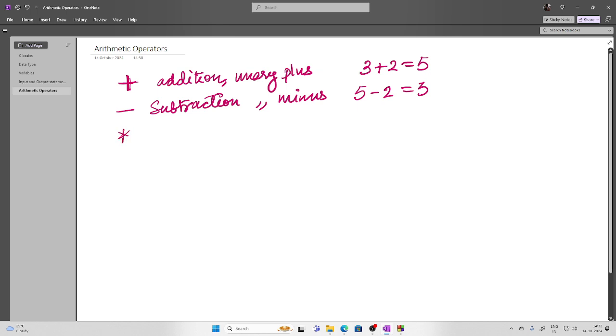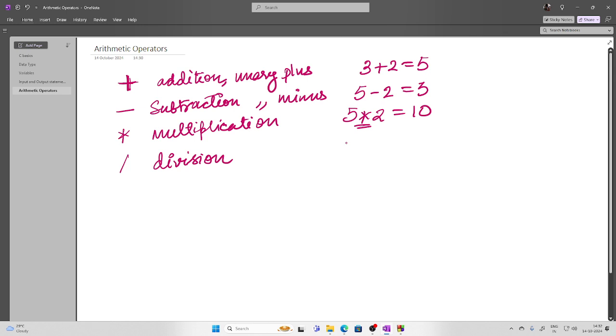Then comes asterisk. This asterisk means multiplication. So 5 times 2 is equal to 10. So this is the multiplication operator. Then division, and that is what? Let's say 10 by 2 will return you 5. Here we'll be focusing more, but let us finish the operators first.